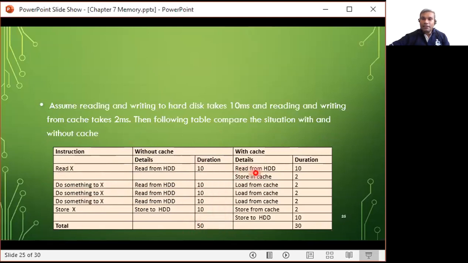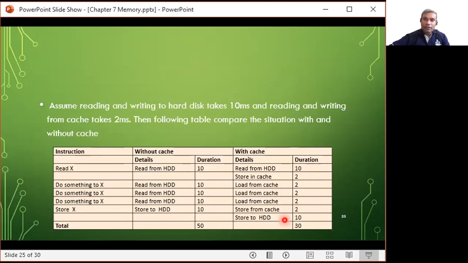But in this case, only the first time you have to get the value from the hard disk or the RAM. So it's 10. Then it takes several milliseconds to store it in the cache, let's say 2 milliseconds. After that, every time you need the variable x, you can directly fetch it from the cache with a time delay of 2 milliseconds.